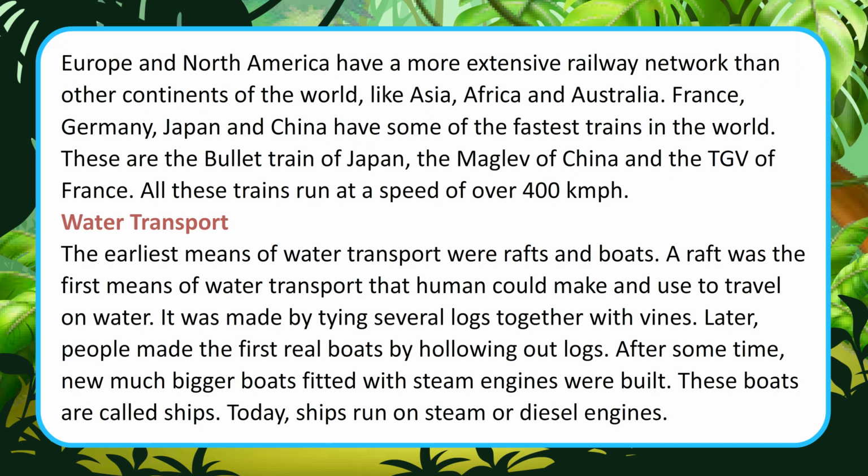A raft was the first means of water transport that humans could make and use to travel on water. It was made by tying several logs together with vines. Later, people made the first real boats by hollowing out logs.